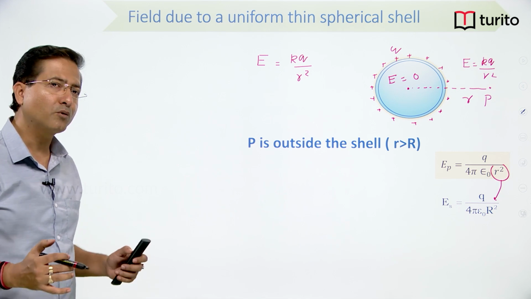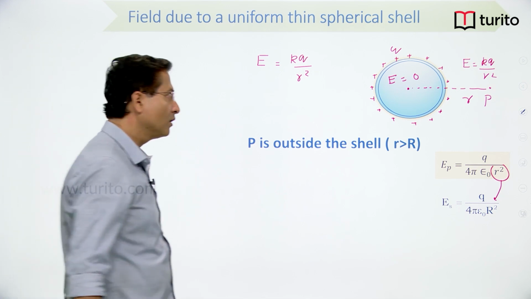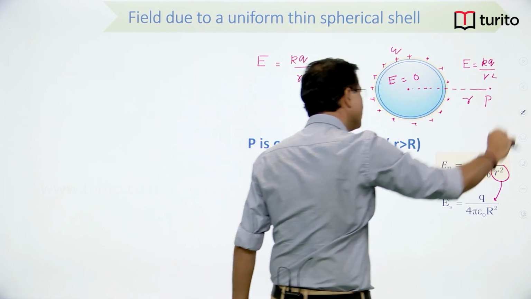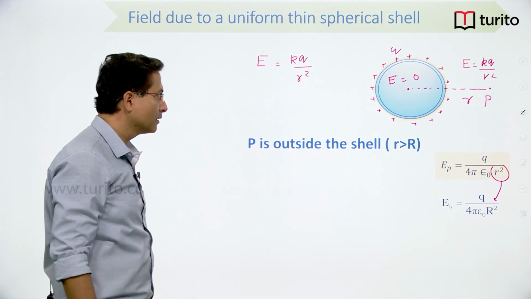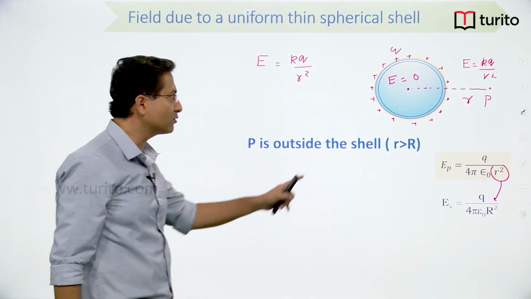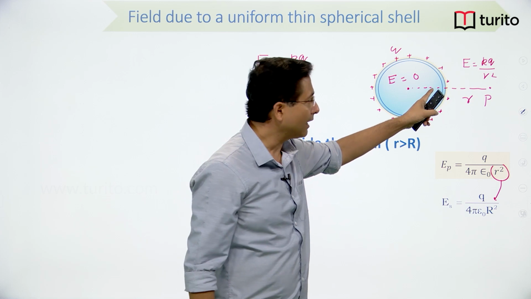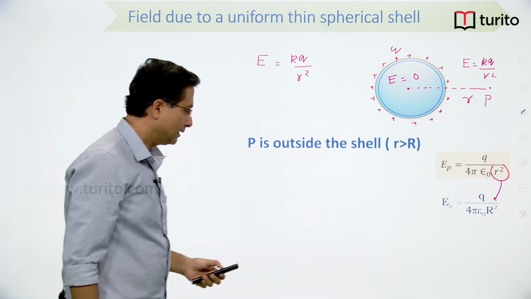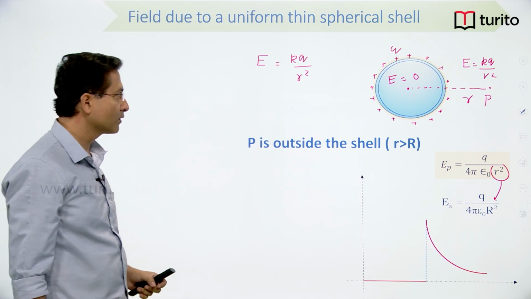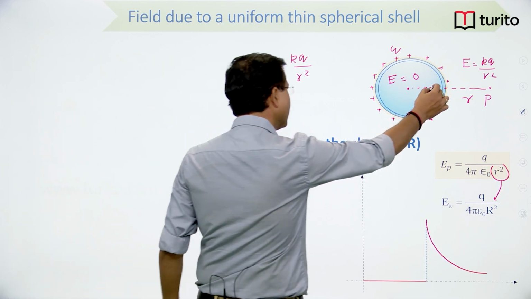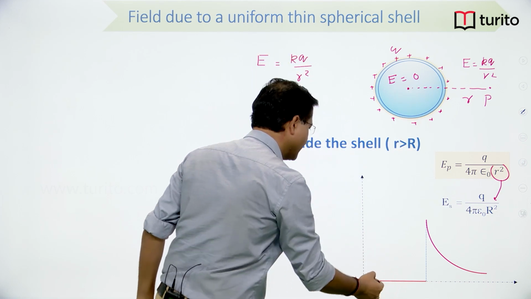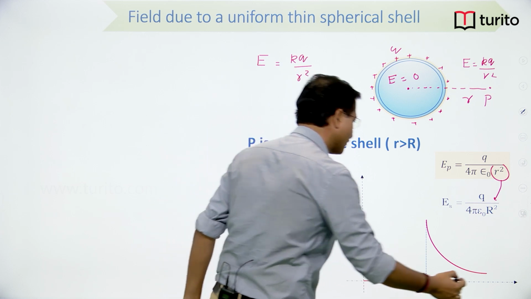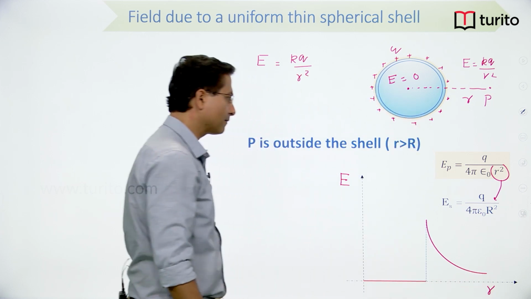Now if I want to plot the variation as I move from the center to infinity, how does the field vary? Inside, everywhere it will be 0, and outside you know that it is inversely proportional to r square. Let us draw the variation. So at every point inside you can see that the field is 0. This I am plotting, E as a function of distance from center r.